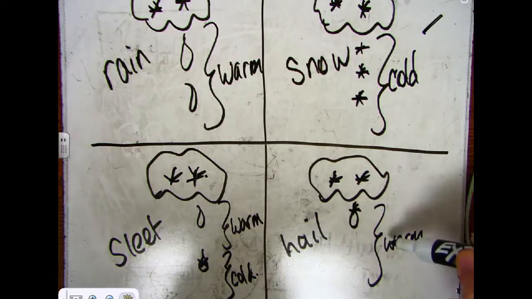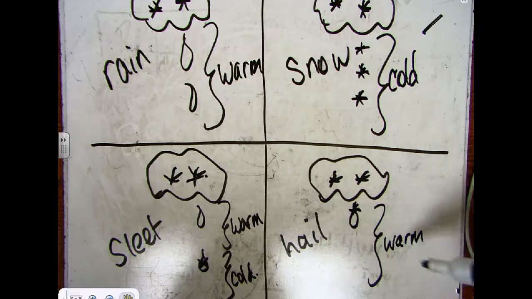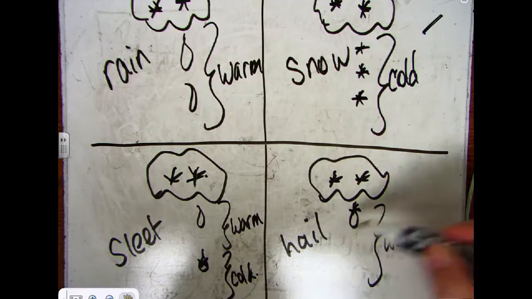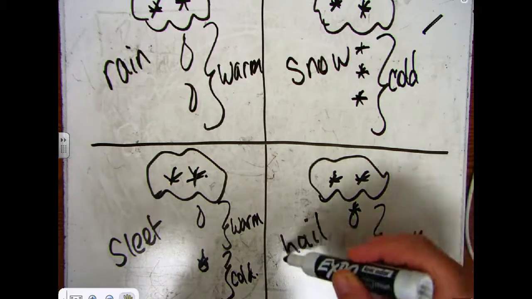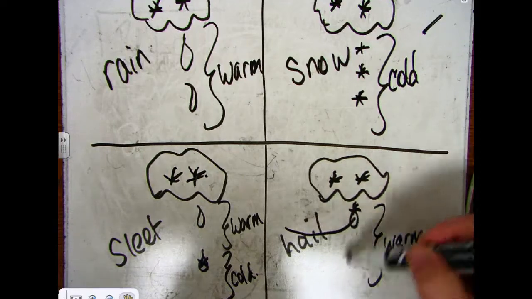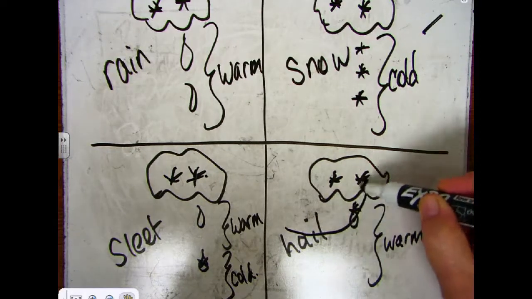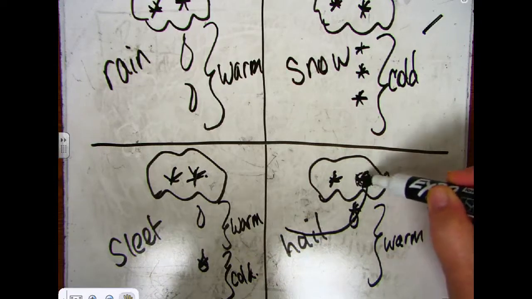And when we have hailstorms, it's usually when a cold front comes into a warm area, and we get lots and lots of wind. And what happens is the wind comes up and picks up that rain before it gets down to the ground and pushes it back up. And that rain actually will attach to one of the ice crystals and freeze.